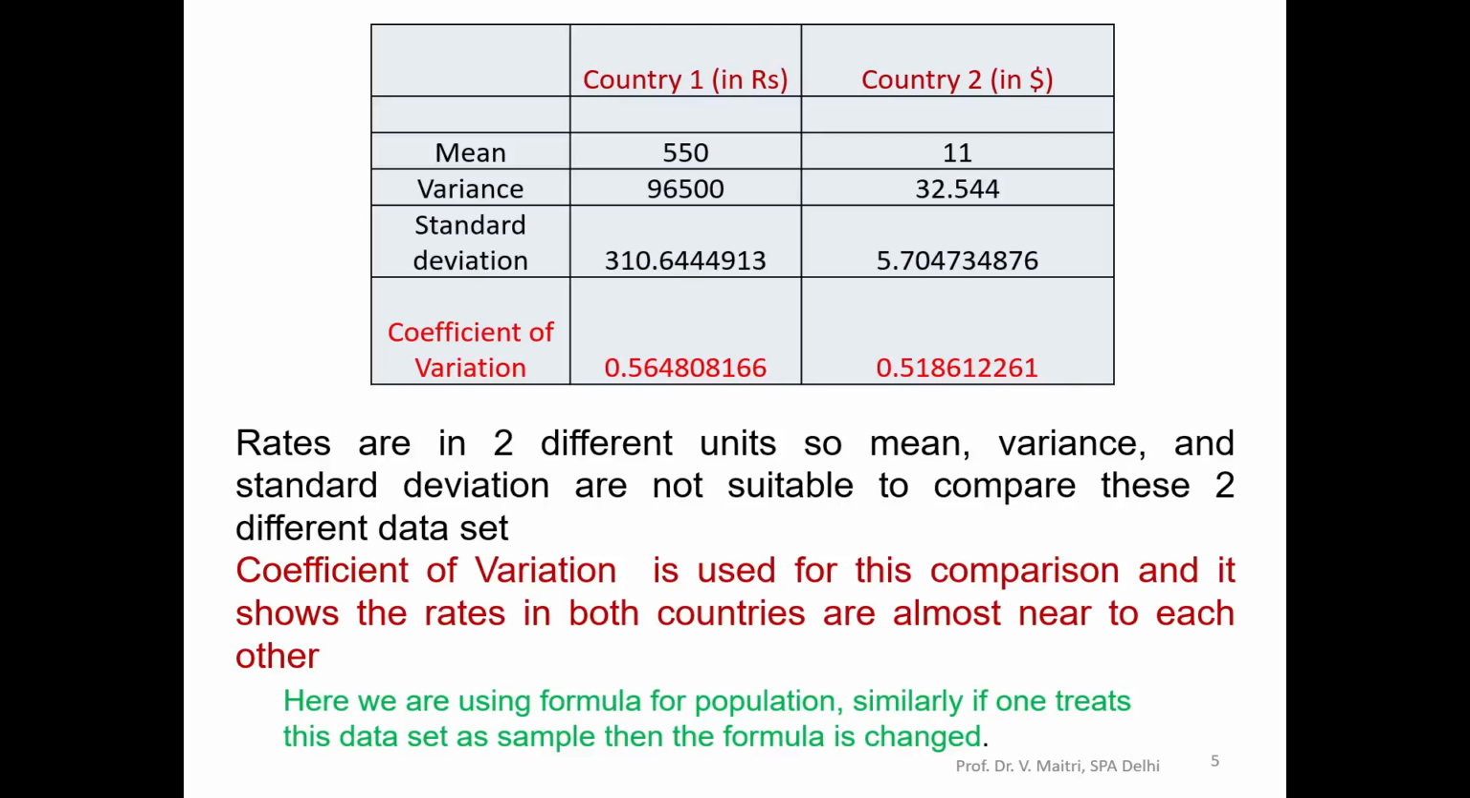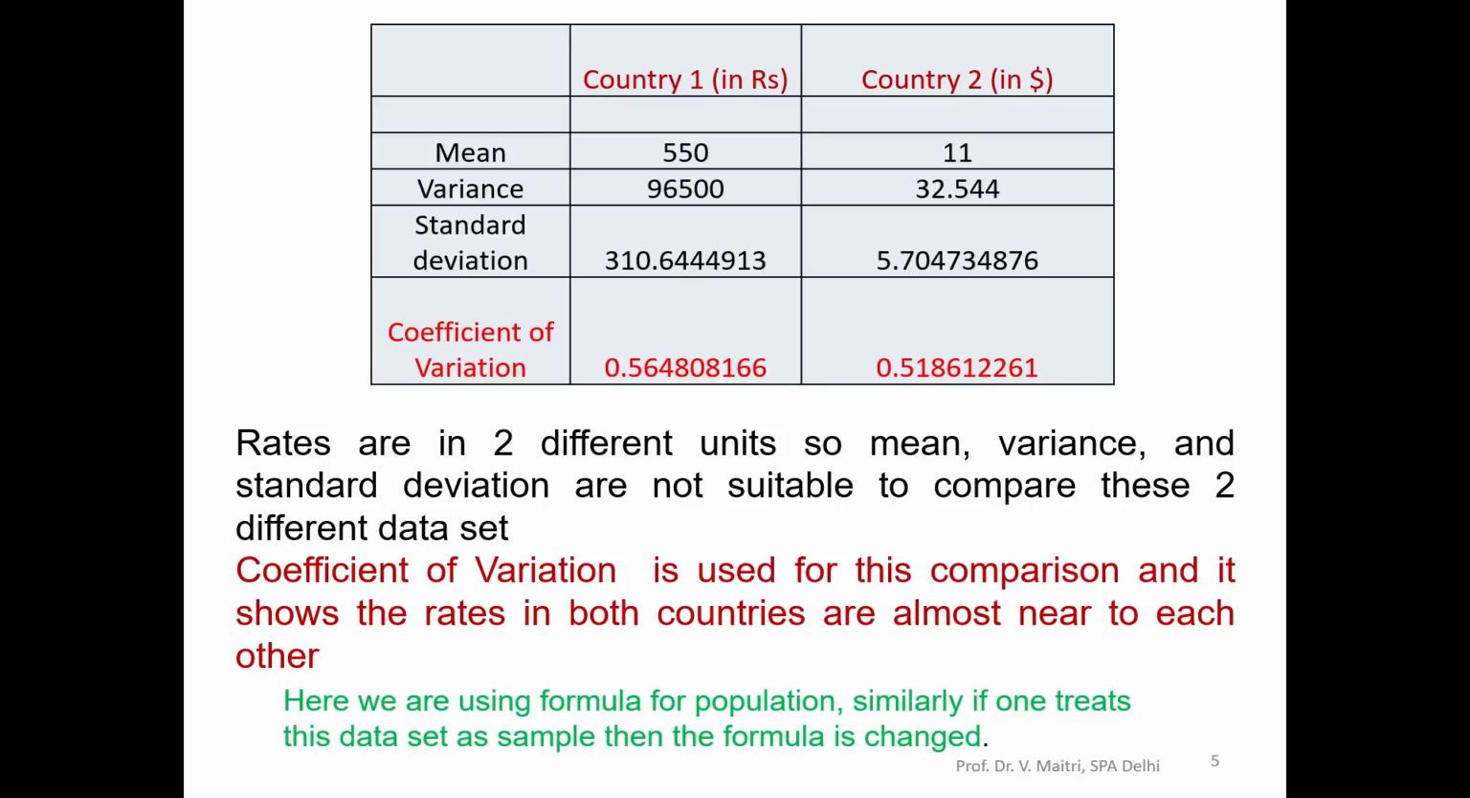Then the standard deviation is 310.644 for India, and for the US it is 5.704. Again there is a big difference. So if we are comparing two countries that give data in two different units, then the mean, variance and standard deviation will not convey the correct picture, that is, we will not be in a position to compare these two different data sets.